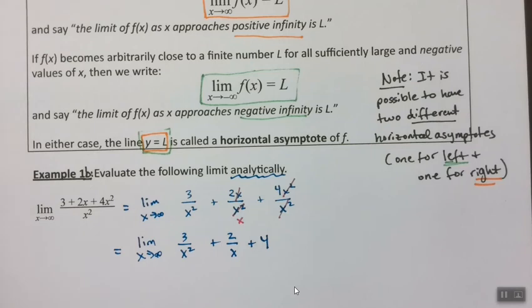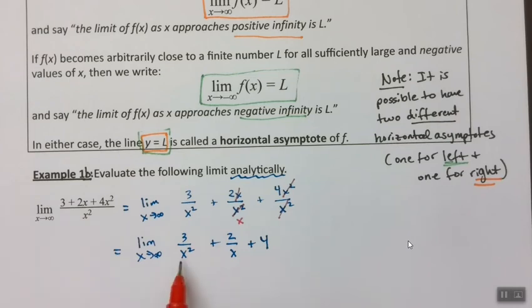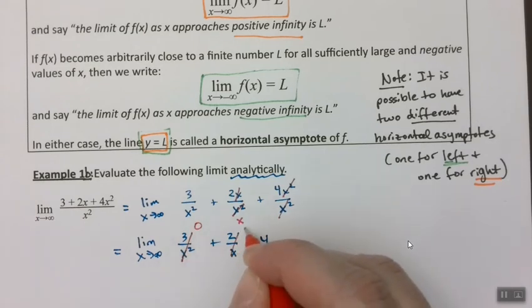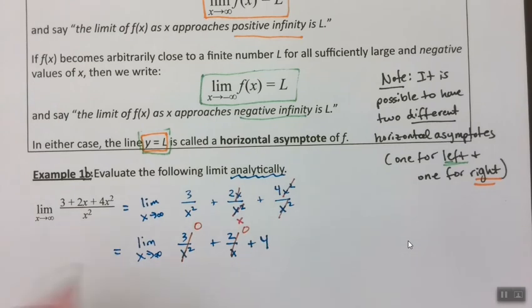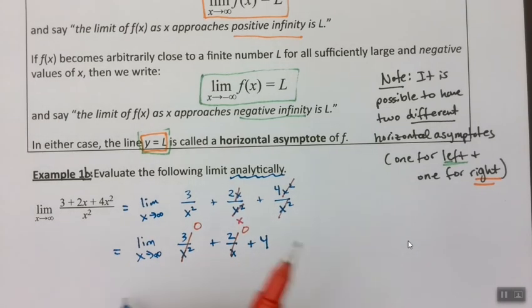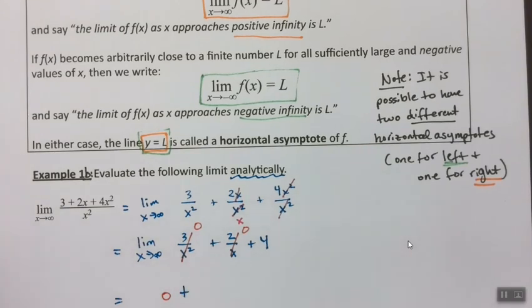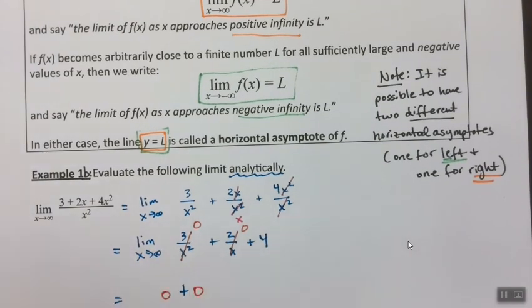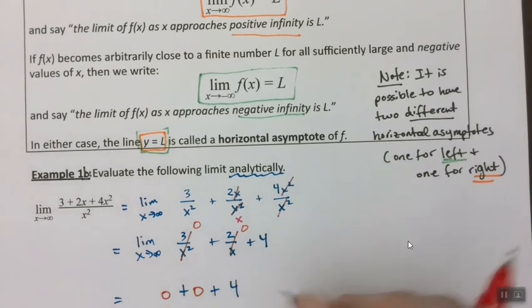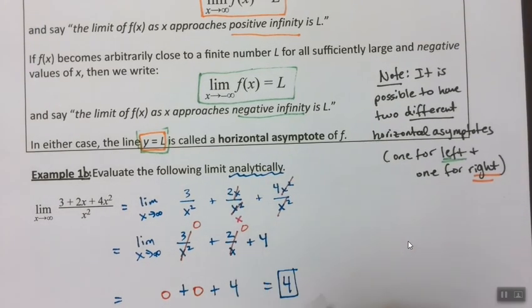Okay, now we want to think about this a little bit logically. If you have 3 of something and you want to divide it amongst infinity squared, what does everybody get? Well, 3 divided by infinity would be a big 0. And 2 divided by infinity would also be 0. So what you would have is 0 plus 0 plus 4, which last time I looked, 0 plus 0 plus 4 would be 4. And so that would be our limit.